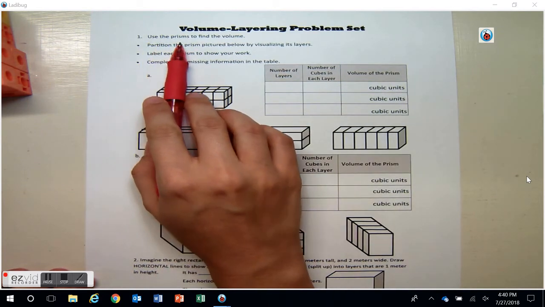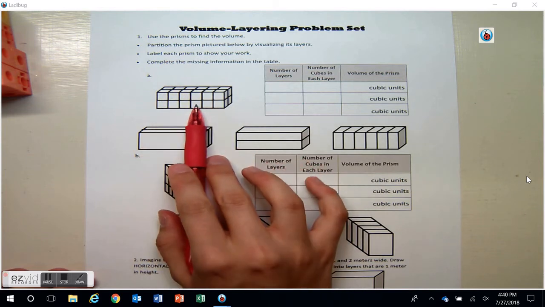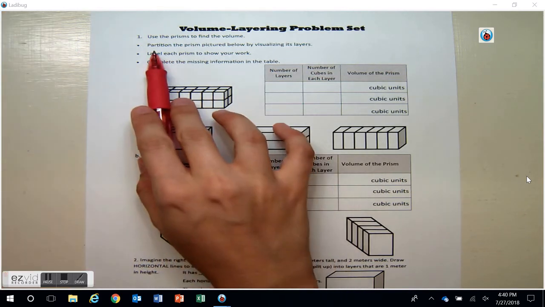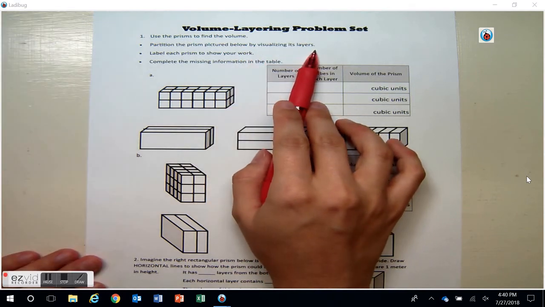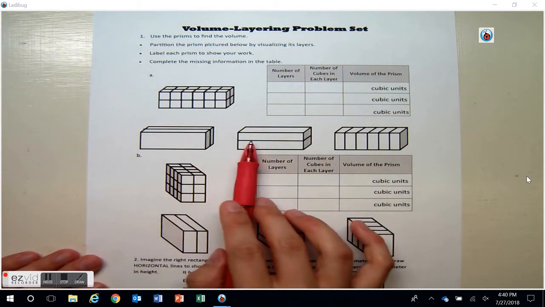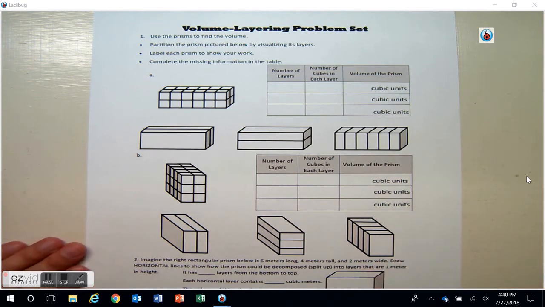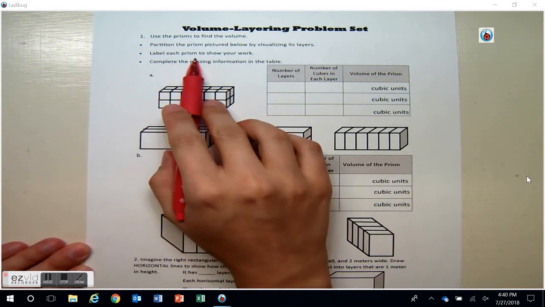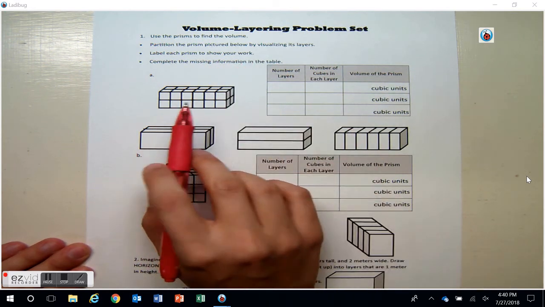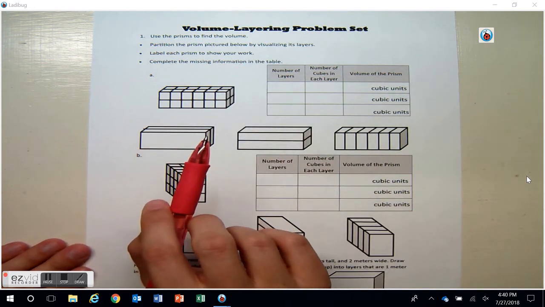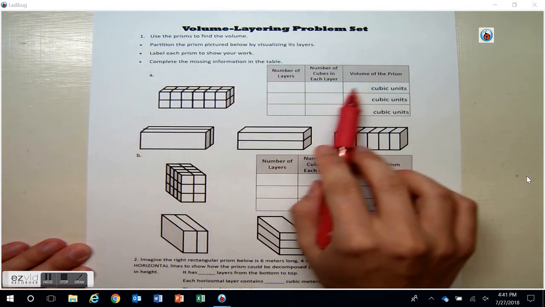Let's read the directions. Use the prisms to find the volume. So this is the prism we're going to use to find the volume. Partition the prism pictured below by visualizing its layers. So here, they've cut its layers up for us. We just have to figure out how many cubes are in each layer. Label each prism to show your work. I'm going to label which method I used and how many cubes were in each layer.